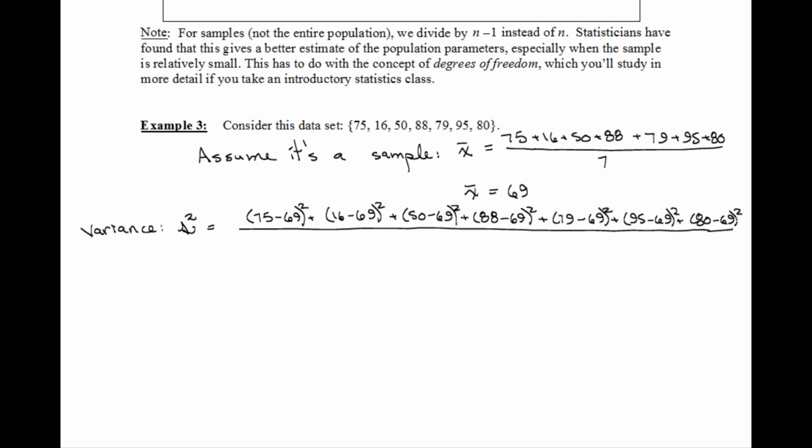Now, for our denominator, we are going to take the number of data points, subtract 1. So we have 7, but we're only going to use 6 for our denominator. Punch all this into your calculator, and you should end up with 4464 divided by 6, which is 744. This is our variance.